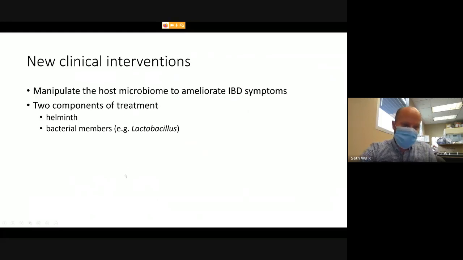So this didn't end there. There are a lot of folks interested in coming up with new treatments for IBD. These are chronic diseases that folks have pretty much their whole life after they get diagnosed. There's no cure currently for IBD, so we really need better treatments for the symptoms. Some of those are to manipulate the microbiome, the bacteria that live in the gut, either by giving patients helminths that don't make them sick or kill them, or by giving them certain members of the microbiome like lactobacillus that might make them better.